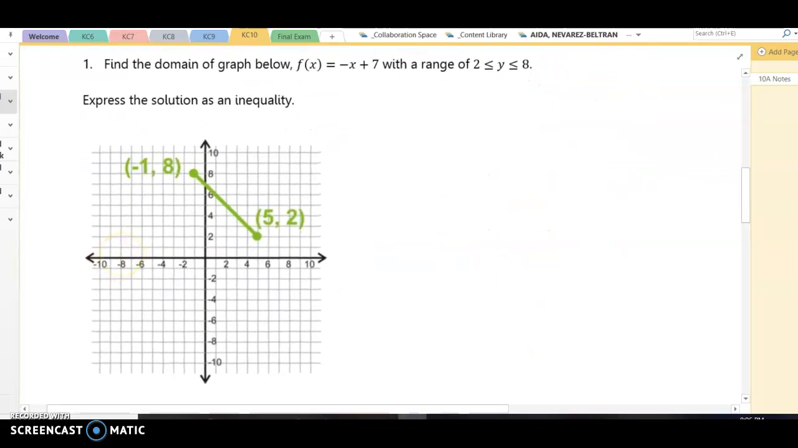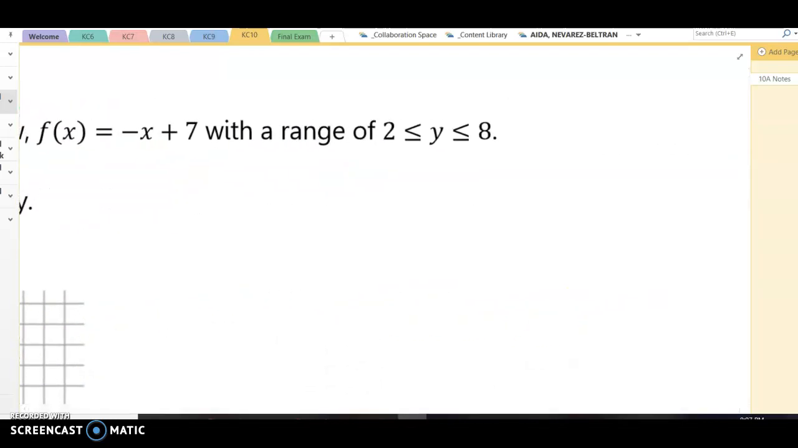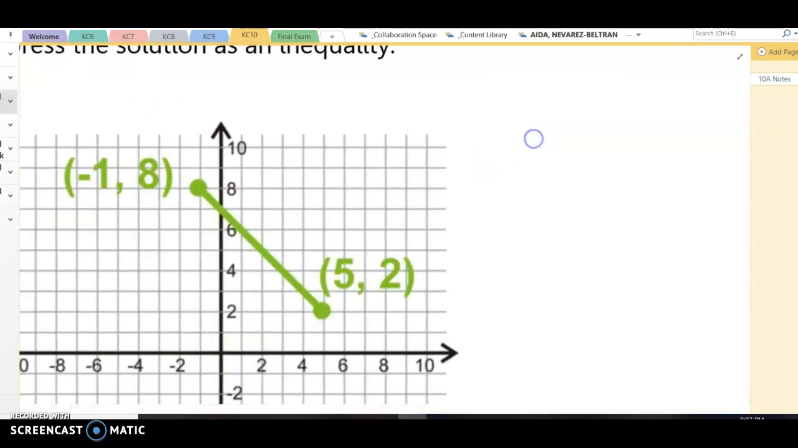So number one, we've got find the domain of the graph, and it gives you the function f of x equals negative x plus 7 with a range of 2 is less than or equal to y is less than or equal to 8. Express the solution as an inequality. So the directions, find the domain, right? What does that mean, find the domain? This means find the x values, right? Find all of your x's, because it already told you your y's. It told you y is between 2 and 8, so we have to figure out what x is between, right?